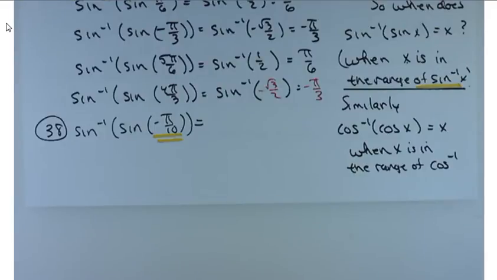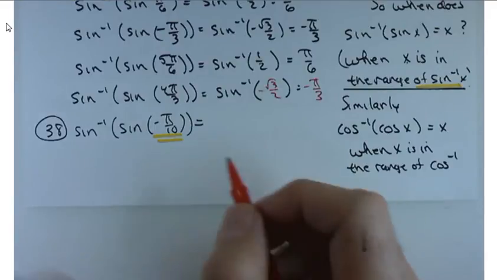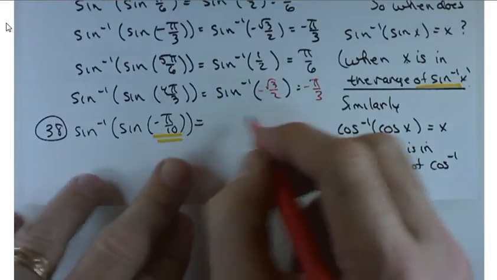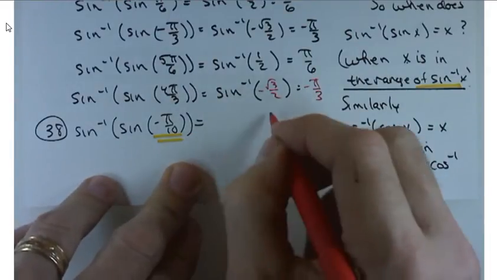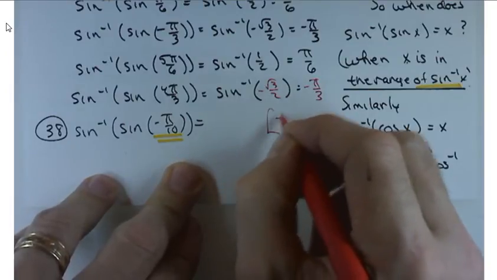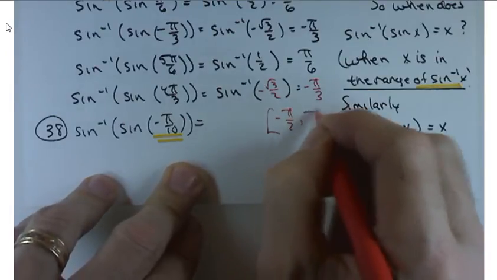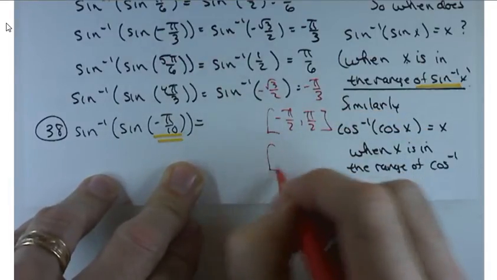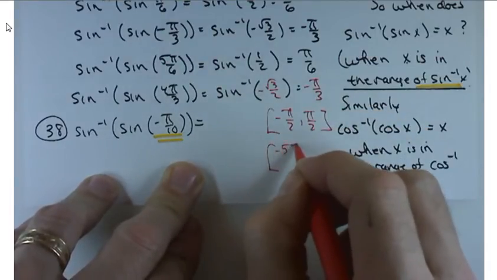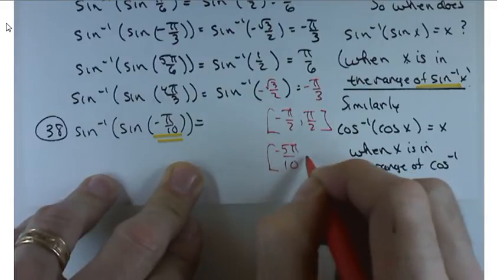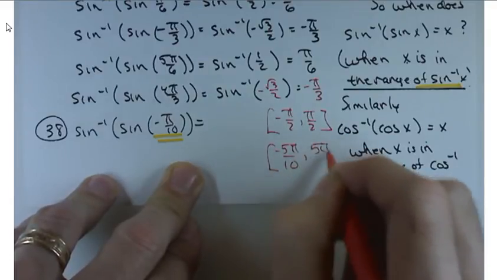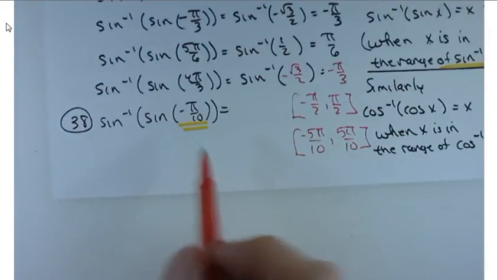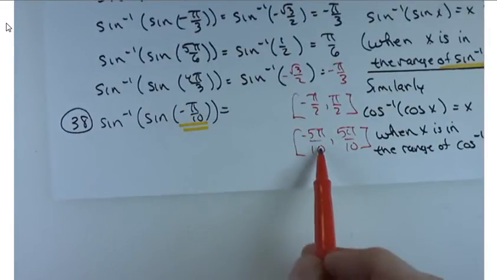Maybe it would be easier to see. Let me try to think here. If we got a common denominator, instead of negative pi over 2 to pi over 2, what if I made the denominator here 10? It'd be negative 5 pi over 10 to 5 pi over 10. Is it a little easier to see now that this is in between these two?